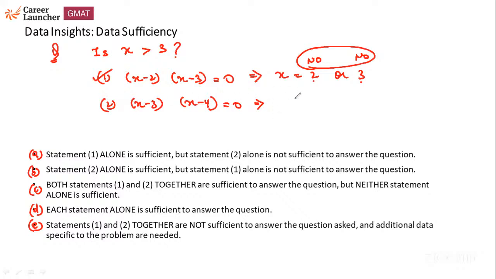Understanding the second statement, x is equal to 3 or 4. Now answer the question. Is 3 greater than 3? No, 3 is equal to 3, so the answer is no. Taking 4, is 4 greater than 3? Yes. Are you getting a definite yes or definite no? Sometimes it is yes, sometimes it is no. You are not getting an answer to the question. That means the second statement alone is not sufficient. Option A is the correct answer.